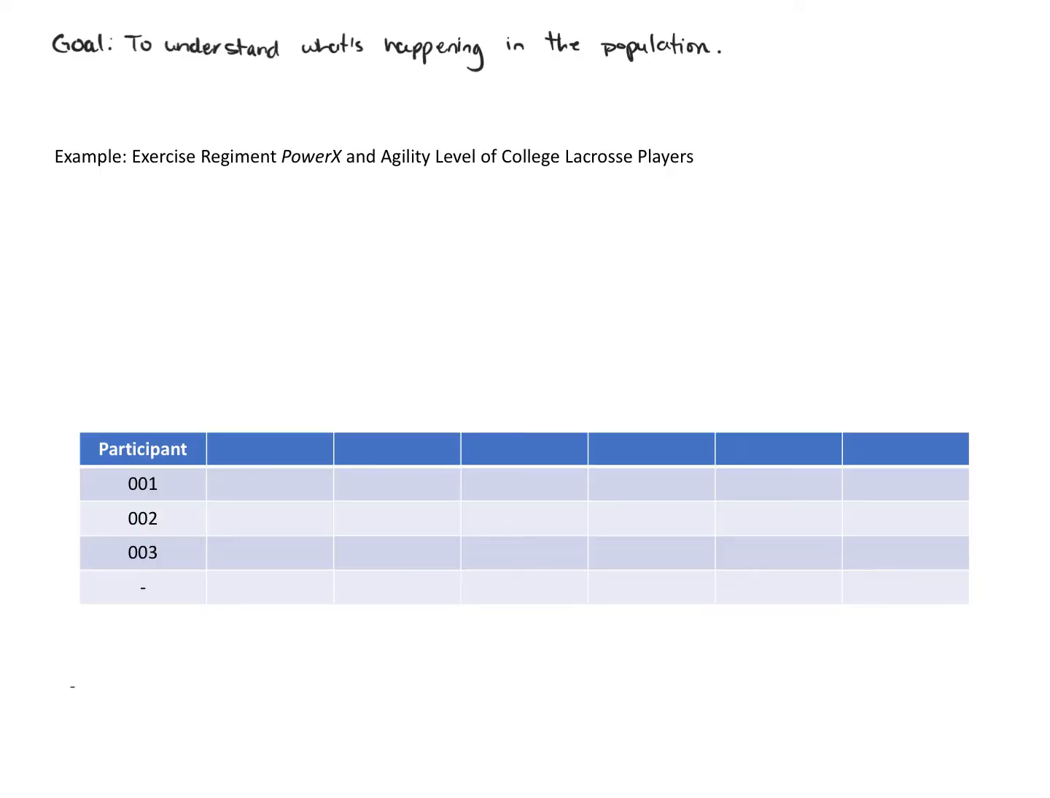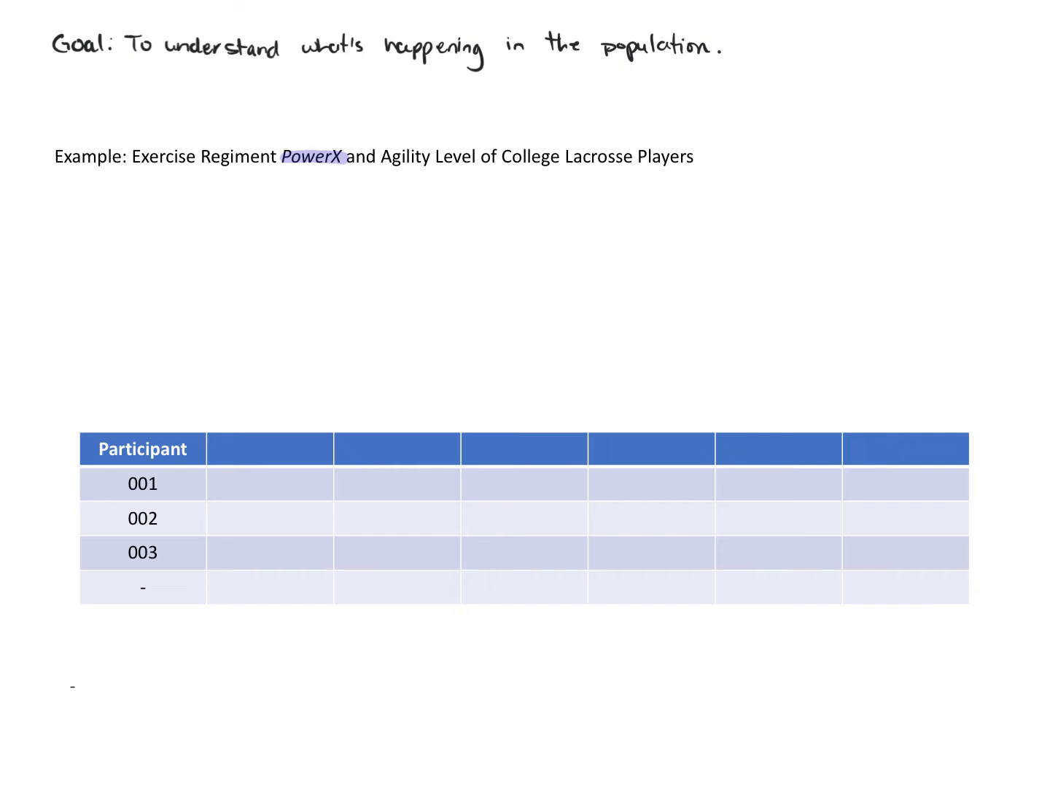I'm going to use an overly simplified example here just so that I can explain some of the important vocabulary words that you want to make sure you understand to be successful in this course. So in statistics, our goal is to try to understand what's happening in the population. So let's just suppose that you did some research, and in your research, you found out that there is this exercise regimen that increases an athlete's agility level. So let's call this exercise regimen Power X, okay? So it turns out that if athletes follow this exercise regimen, it will increase their agility level.